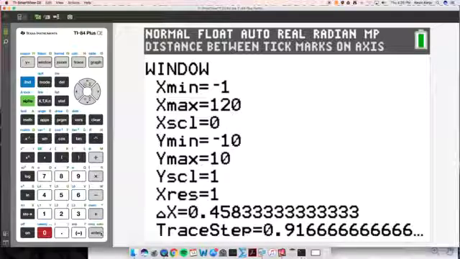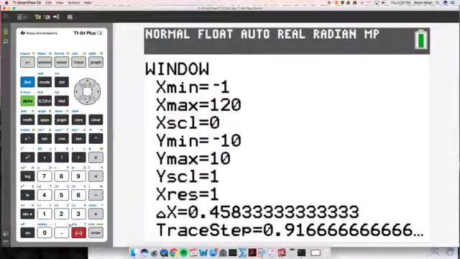Turn your x scale to 0 so you don't even have a tick mark. Your y-min, put that at -1 like we always do. We're mainly interested in the first quadrant. Putting y-min as -1, you see the x-axis.